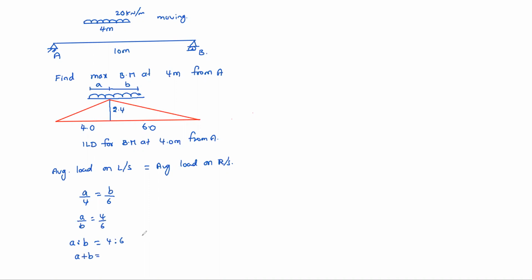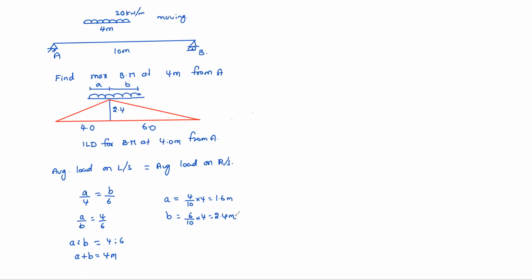A plus B, how much? A plus B together it is 4 meters. So A equal to how much? B equal to how much? A equal to 4/10 of 4, that equal to 1.6 meters. B equal to 6/10 of 4, that equal to 2.4 meters. So A and B.